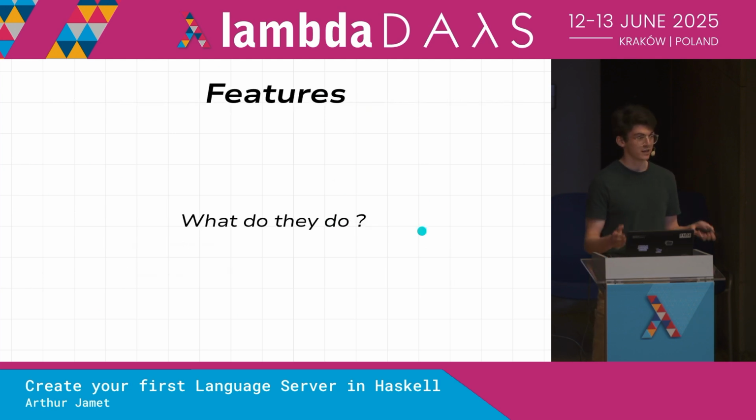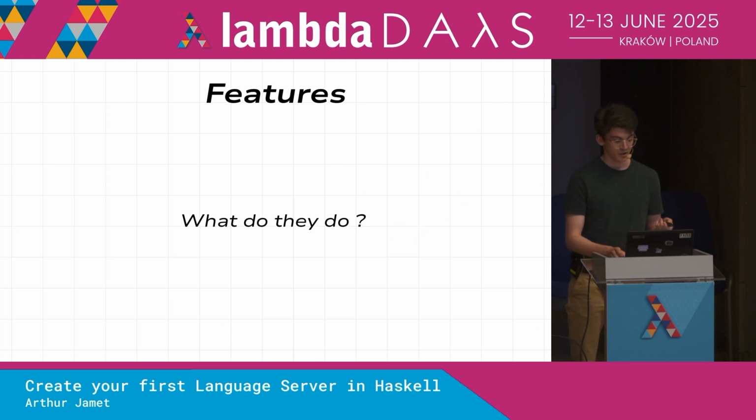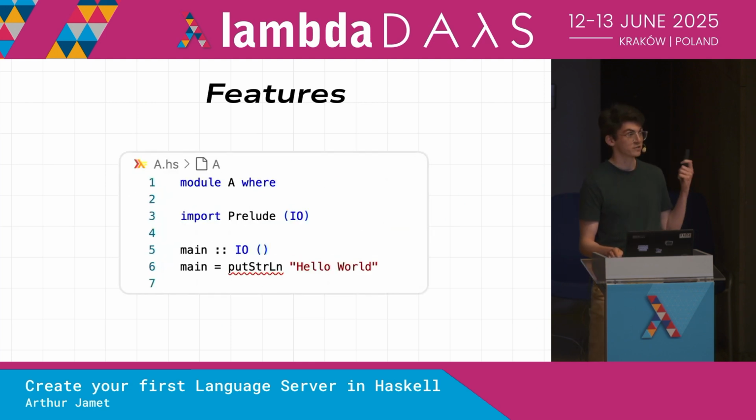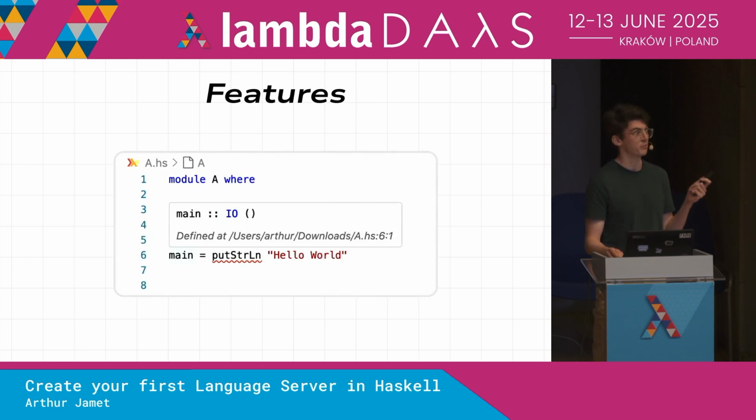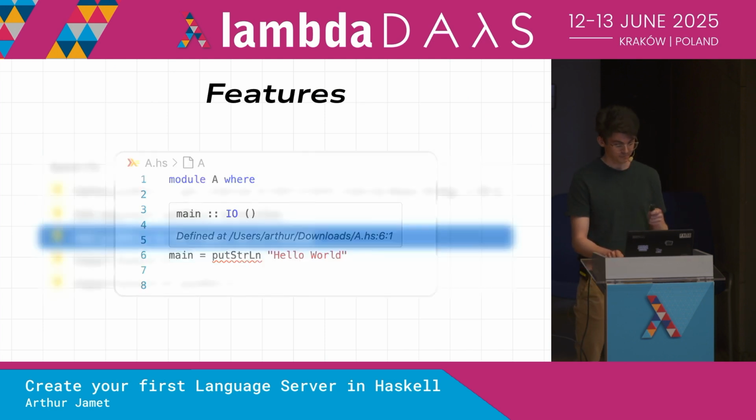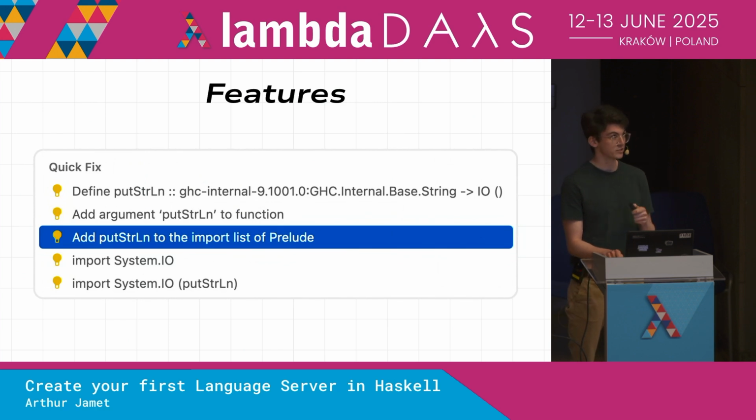So what do LSPs actually do? Well, they provide these red squiggles that you must be familiar with. We call them diagnostics. The LSP also provides hovering information when you put your mouse over something. It can provide additional information on the symbol you're hovering. It can provide code actions to perform a certain task on your source file.